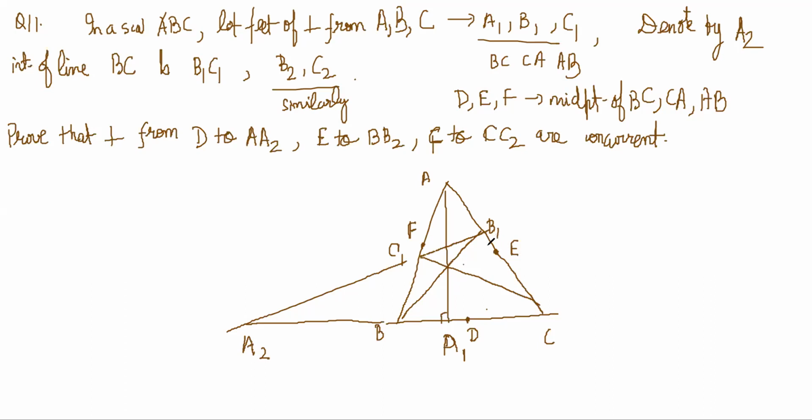I need B2 also. A2 is the intersection of BC and B1C1, so B2 will be the intersection of CA and C1A1. C1A1 will be this line. Okay, I need a big figure here.